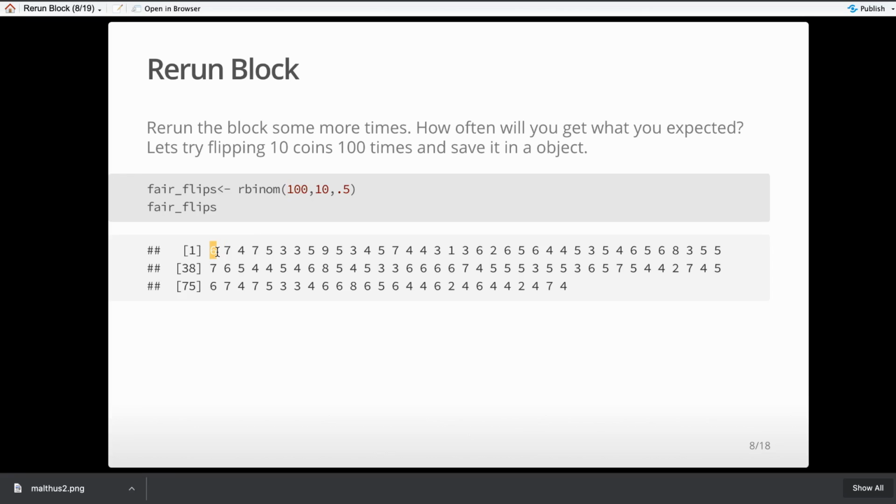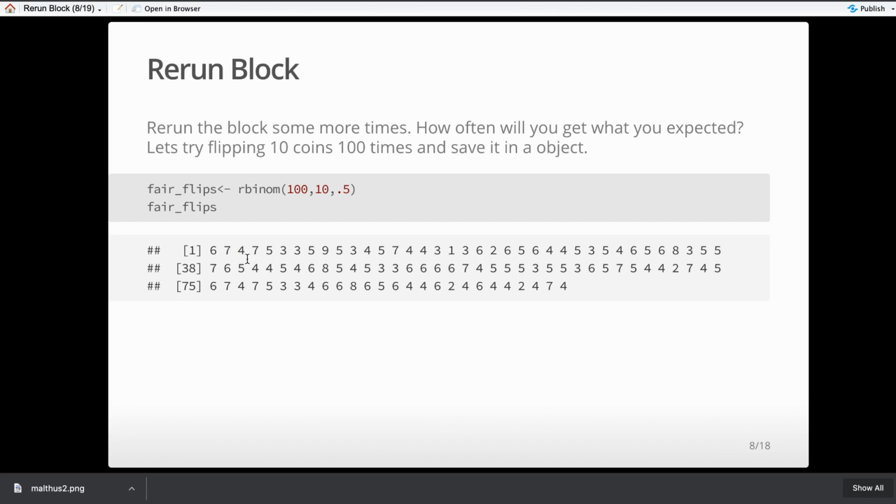So this entry here is, we're going to do this a bunch of times, and specifically 100 times that we flip 10 coins, right? So this entry is we flipped 10 coins, we got 6 heads. And then we did it again. We flipped 10 coins, we got 7 heads. We flipped 10 more coins, we got 4 heads. So this is random outcomes from that binomial distribution.